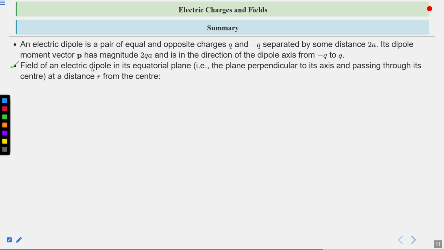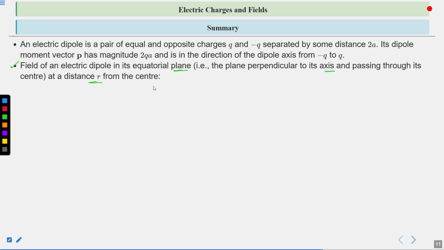Field of an electric dipole in its equatorial plane. Equatorial plane means, suppose we have a dipole, positive and negative q. If we talk about the equatorial plane, on the vertical axis, make a triangle like this. So the equatorial plane is this one. The dot shows the equatorial point, on a plane perpendicular to its axis and passing through its center, at a distance r from the center.